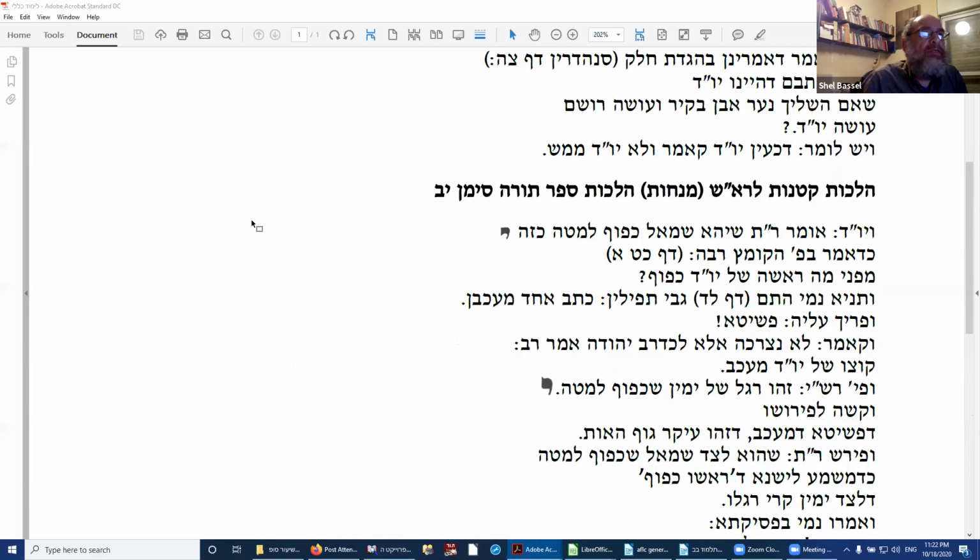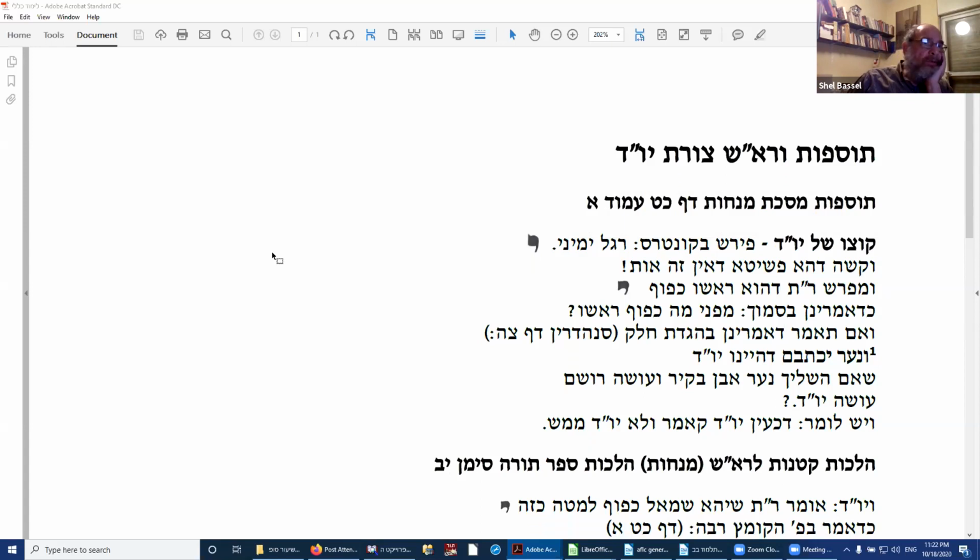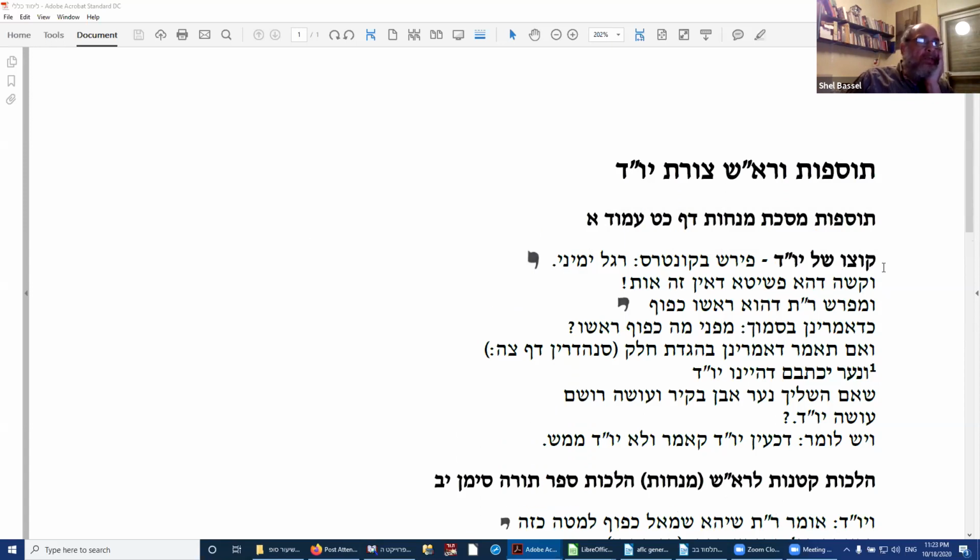Okay, so here, this is Tosafot. We're going to look at two sources. We're going to look at Tosafot on the same daf that we saw Rashi, and then we're going to look at the Rosh in his Halachot Ktanot on Hilchot Sefer Torah, where he discusses this issue regarding the Yud and also somewhat the Hey. So Tosafot says as follows: Kotza Shel Yud, right?